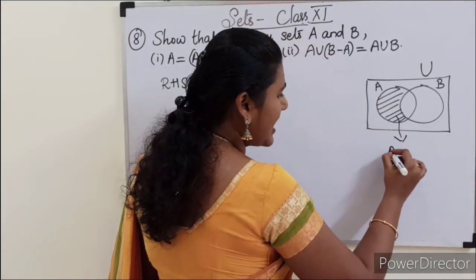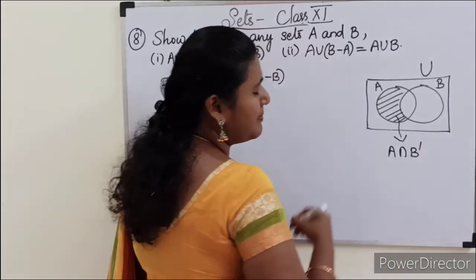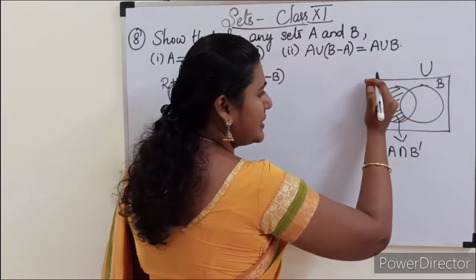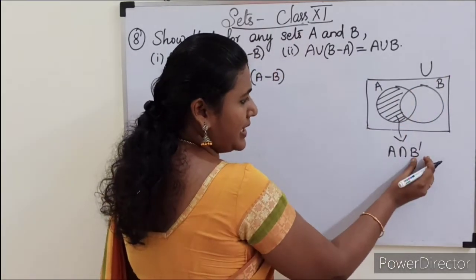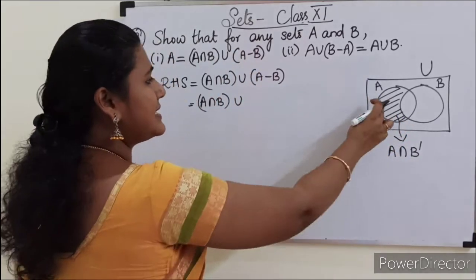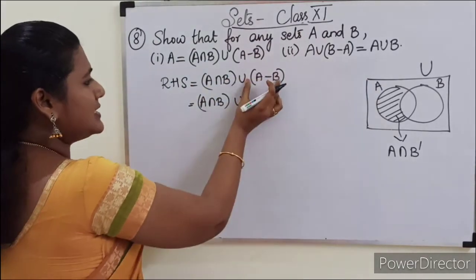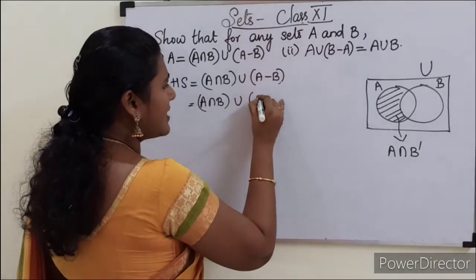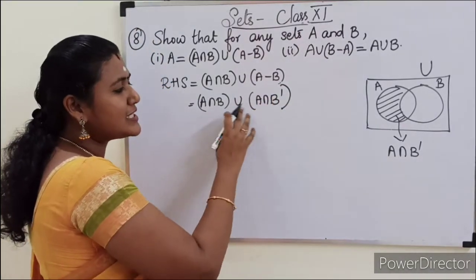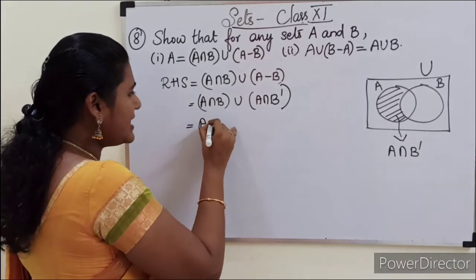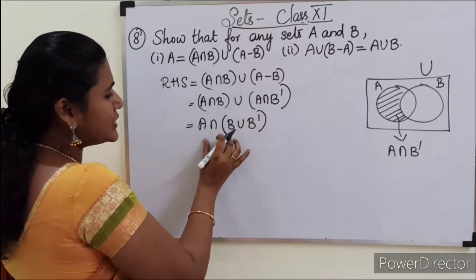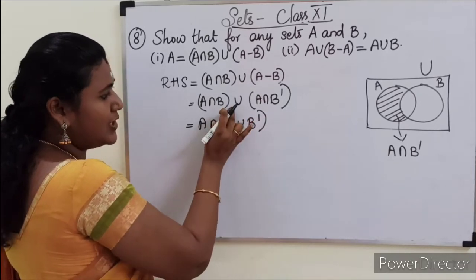How can we represent this region? This region we can write as A intersection B complement. What is B complement? Except for this B region, the remaining region is fully B complement. So when you take A intersection B complement, we get this portion, which is nothing but A minus B. So instead of A minus B, we can write A intersection B complement. Now we will use the distributive law. So we can write A intersection (B union B complement), expanding this expression using the distributive law.